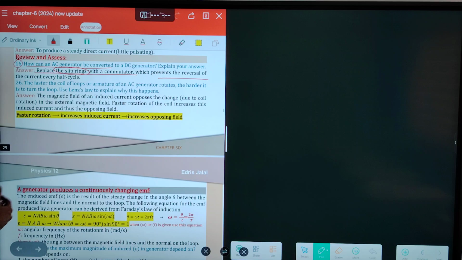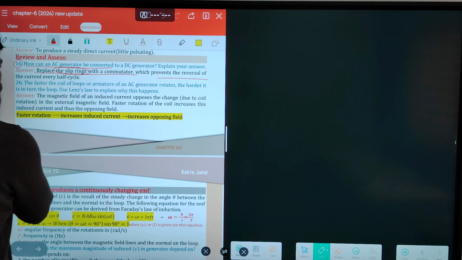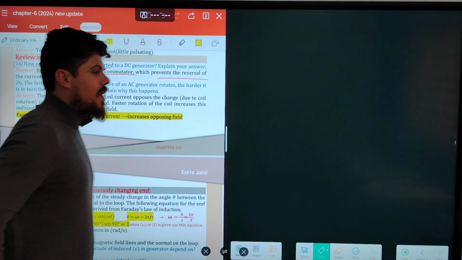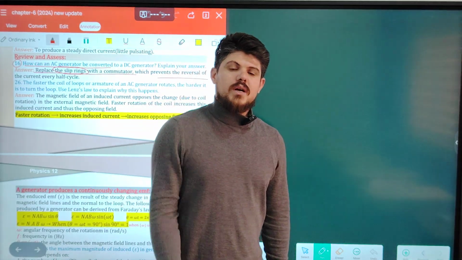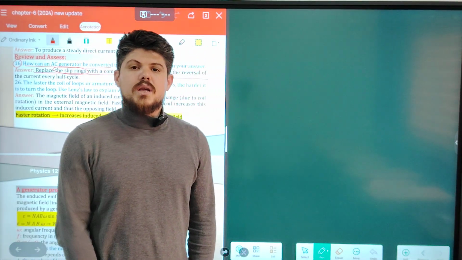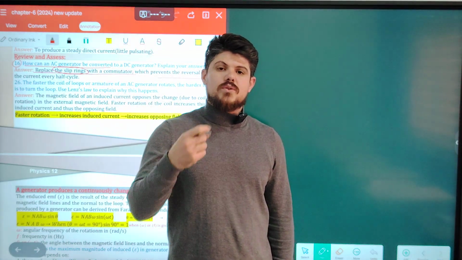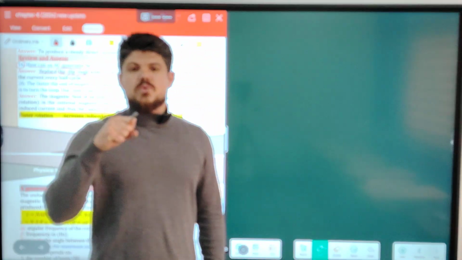Replace what? The two slip rings with a commutator, which prevents the reversal of the current every half cycle. The faster the coil of loops or armature of an AC generator rotates, the harder it is to turn the loop. Why? As the rotation of the coil in the generator increases, as the angular speed increases, it becomes hard to turn it.